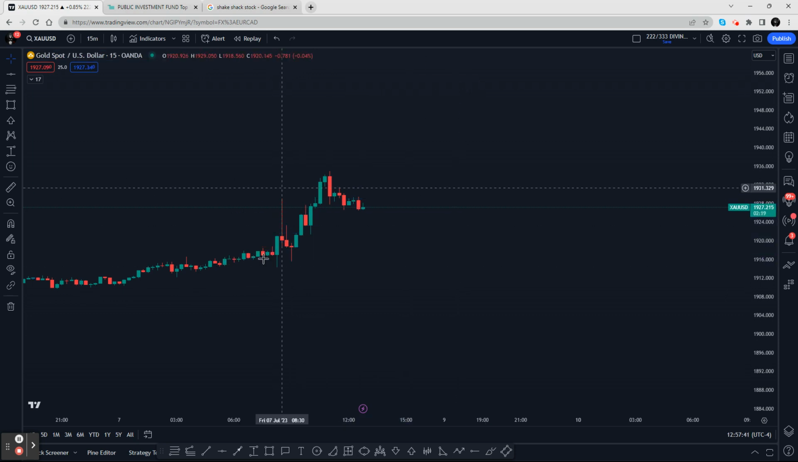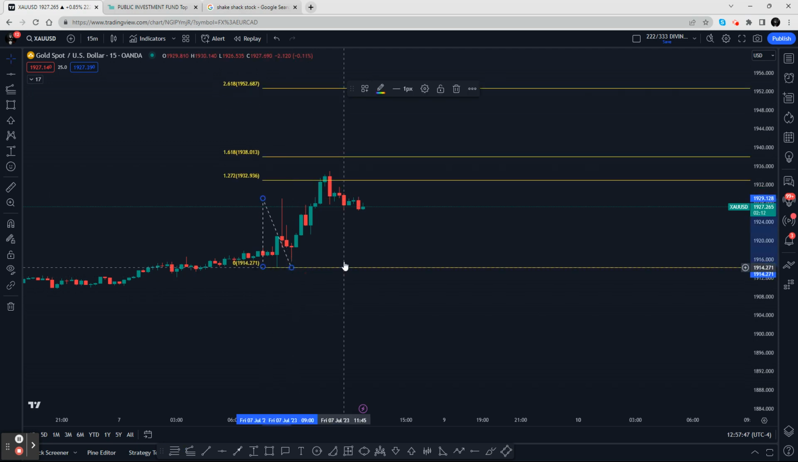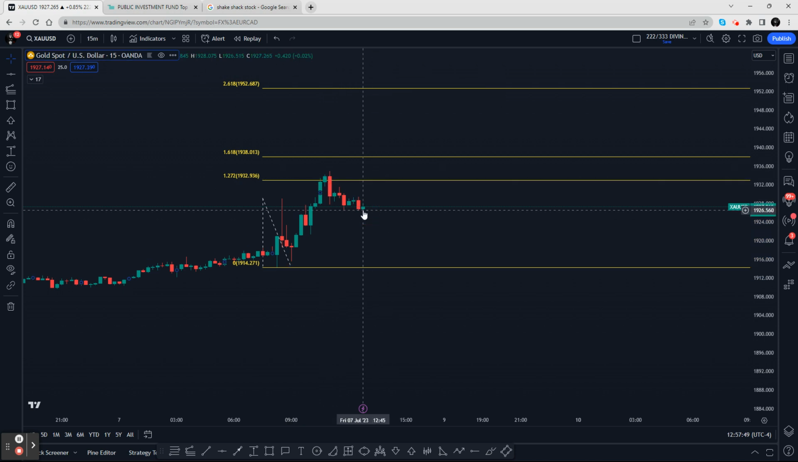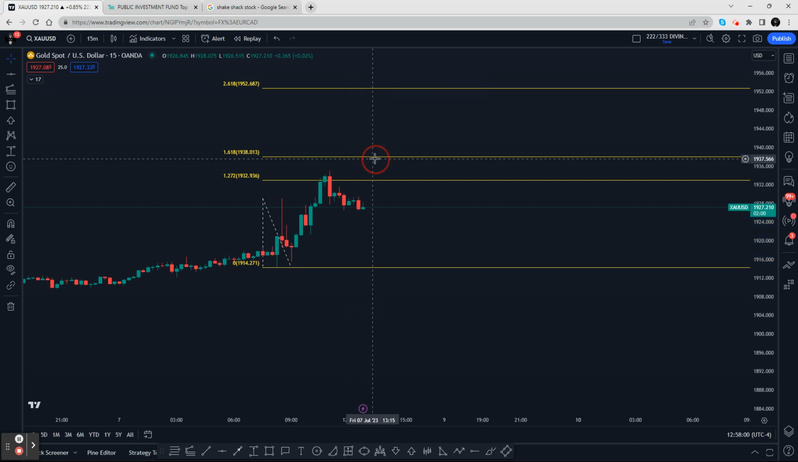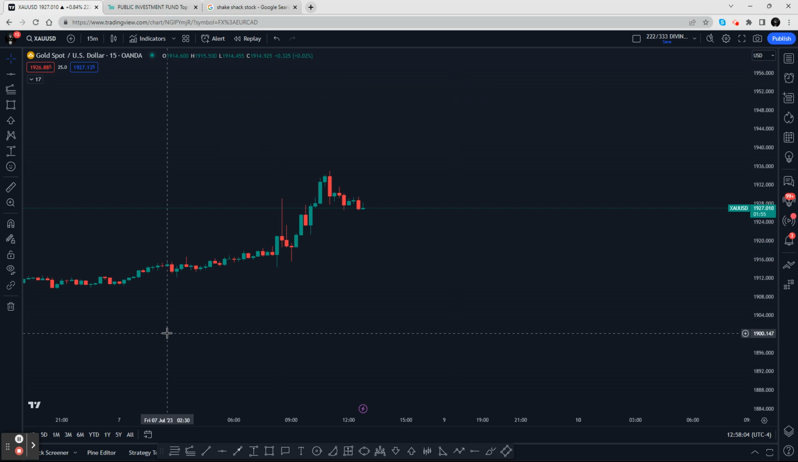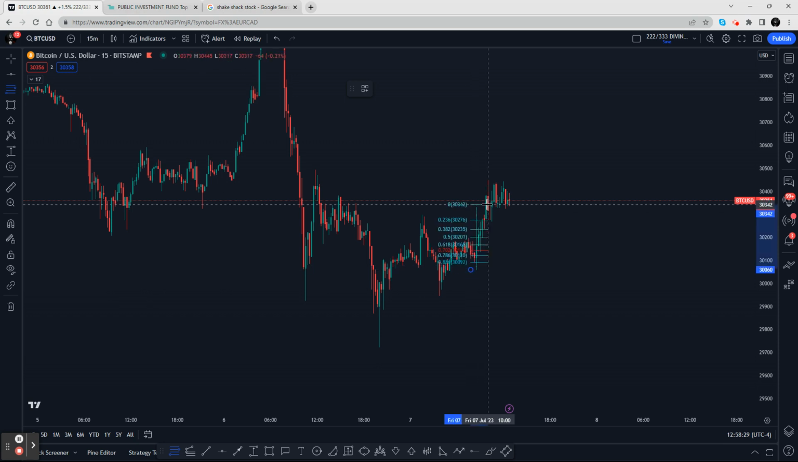All right, we take this impulse, and then we can measure that. And this is what we will have. First targets are hit, and now we're probably looking for the second targets to hit based off of that. Second targets have not been hit, so this could be an opportunity for some people to find some entry point to maybe drive it up to this level as well too. All right. Next one. Bitcoin. Same thing. We got the spike up to there.